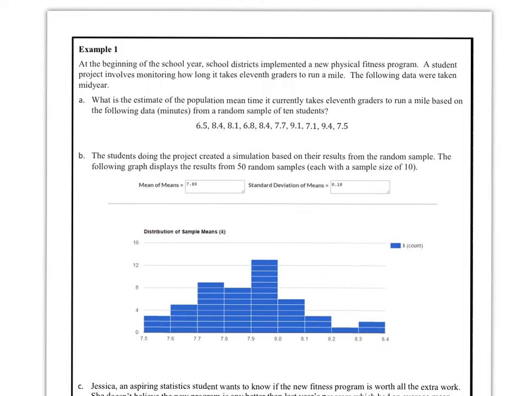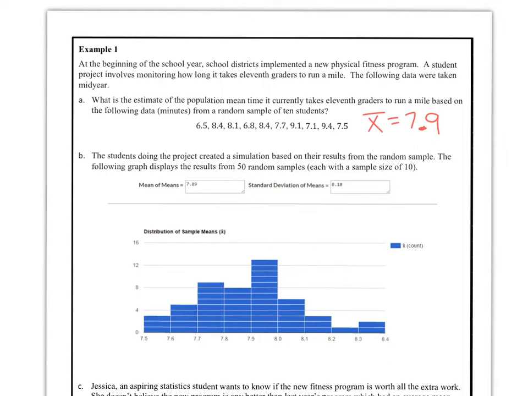So you're just going to go to your calculator, you're going to type it in, add them all up, divide by 10, and you end up with x bar is 7.9. So because we don't have a lot of data, they create a simulation based on their results from the random sample. The following graph displays the results of 50 random samples, each with a sample of size 10.